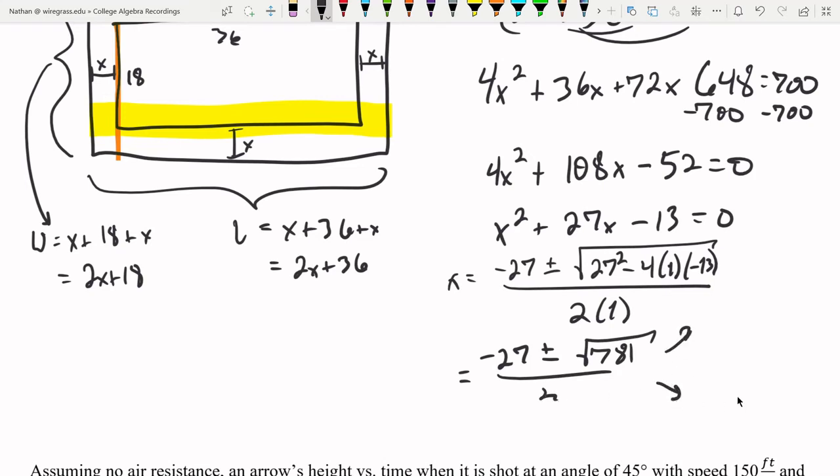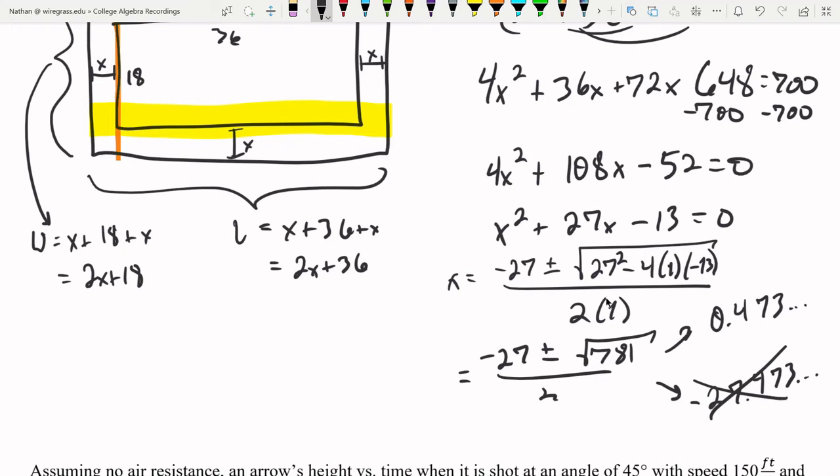And I'm going to go ahead and calculate the two numbers since we're trying to figure out what is the actual number here. So we're going to have negative 27 plus the square root of 781 divided by 2. That gives us 0.473. And then doing the same thing, negative 27 minus the square root of 781 divided by 2. And this one we can really just throw out because this is a negative number. And then once again, the distance cannot be negative, so that's not possible.